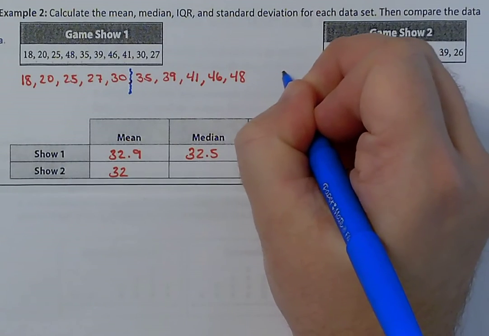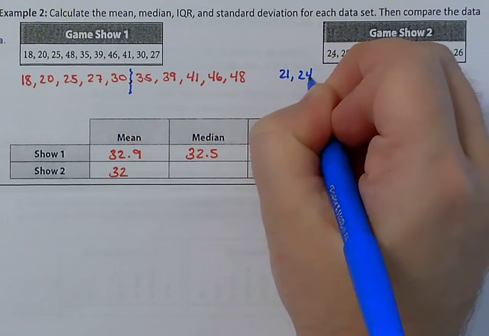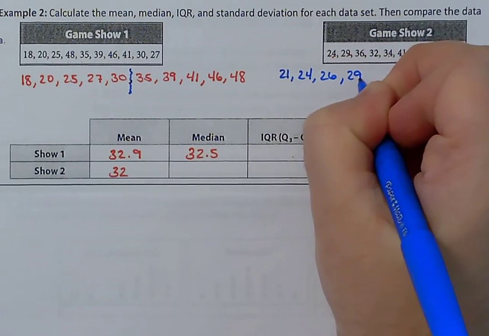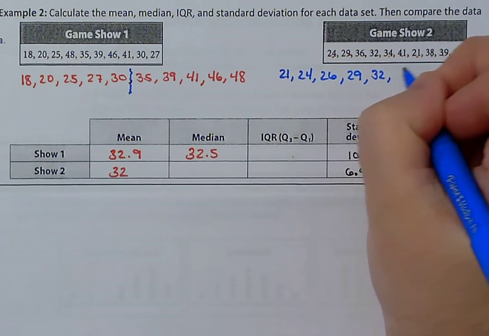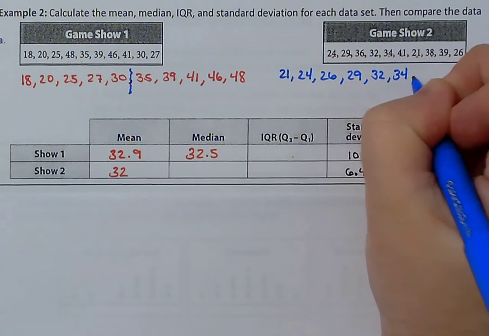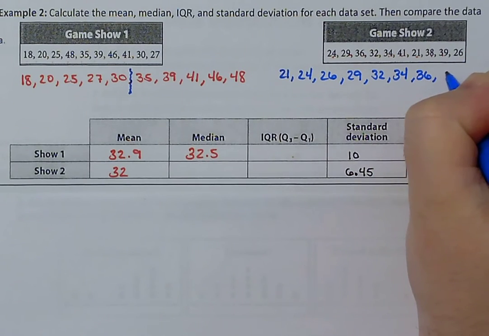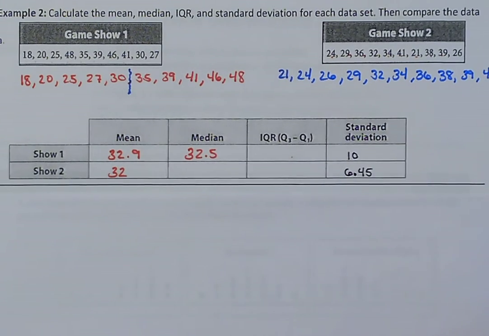So if we go through and do that, we have 21, 24, 26, 29, 32, 34, 36, 38, 39, and then 41.